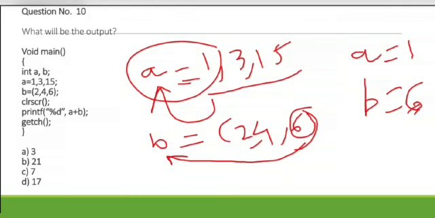So here we are going to print the value of a plus b, that is 1 plus 6, which is 7. So here the output suitable with this is option C, which is 7.